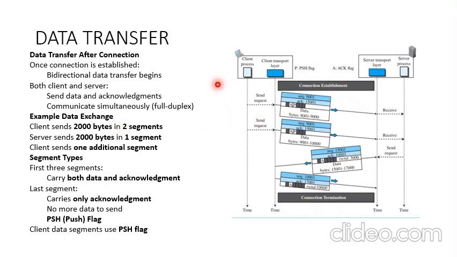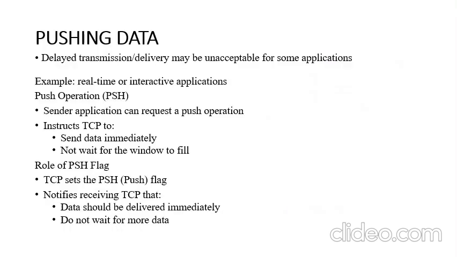A client sends 2000 bytes in two segments, and server sends 2000 bytes. This third segment is the data from server to the client side. And finally, the last one is the acknowledgement segment. So before having any communication between client and server, we should have a connection establishment phase, and this data transfer phase, and the final one is the connection termination phase.